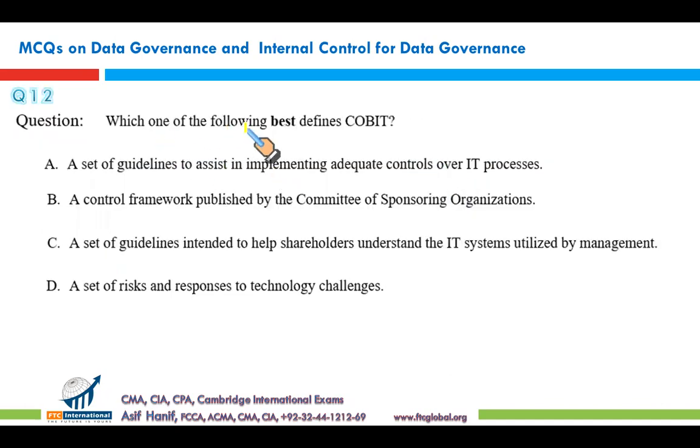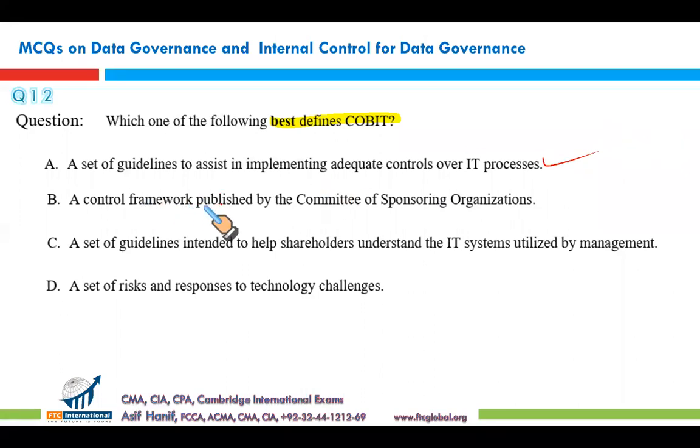Which of the following best defines COBIT? A set of guidelines to assist in implementing adequate controls over IT processes. This is a very good definition. In fact, this is what COBIT is all about: Control Objectives for Information and Related Technology. It's basically a guideline, not a rule, not a law. It doesn't have the force of law. It's just a guideline to assist in implementing adequate controls over the IT processes. That is the true statement.